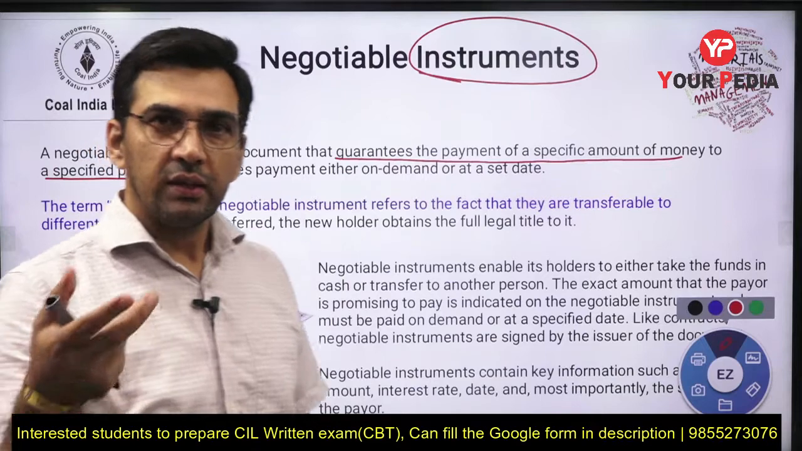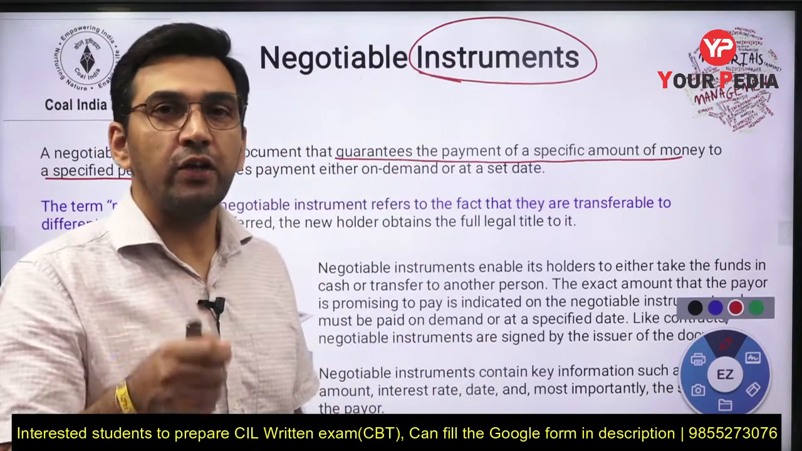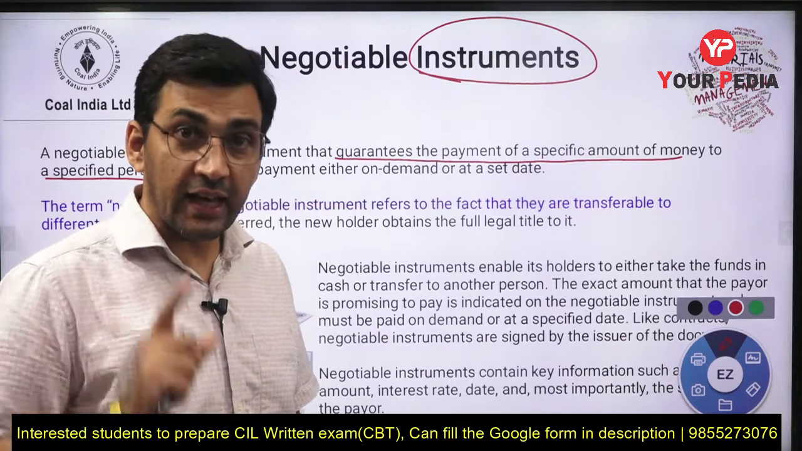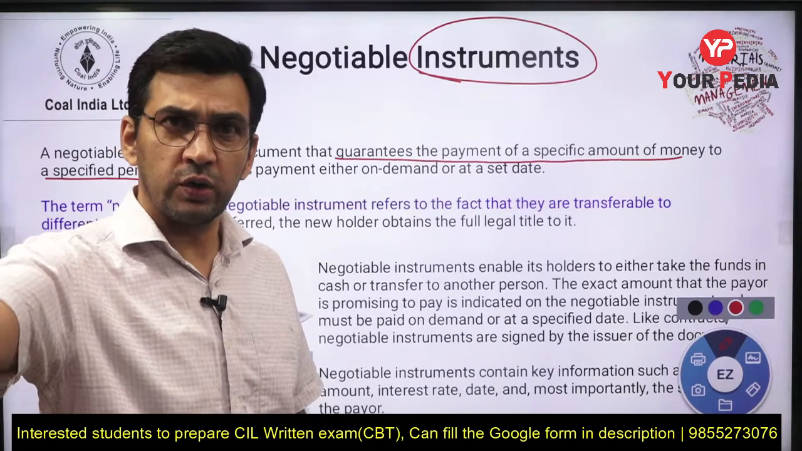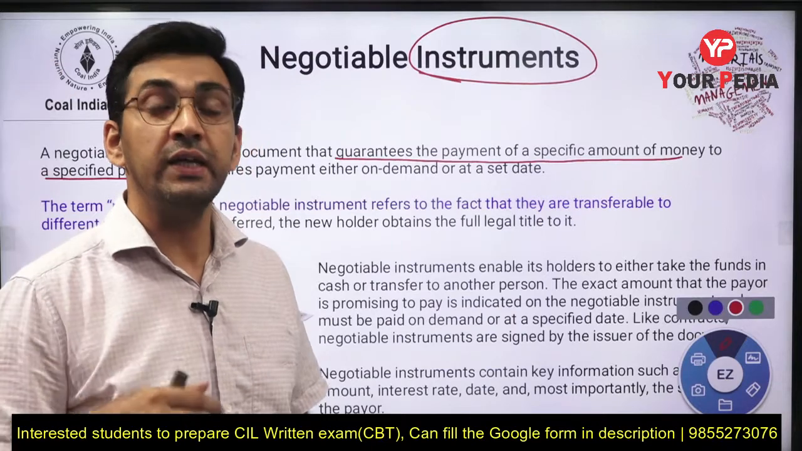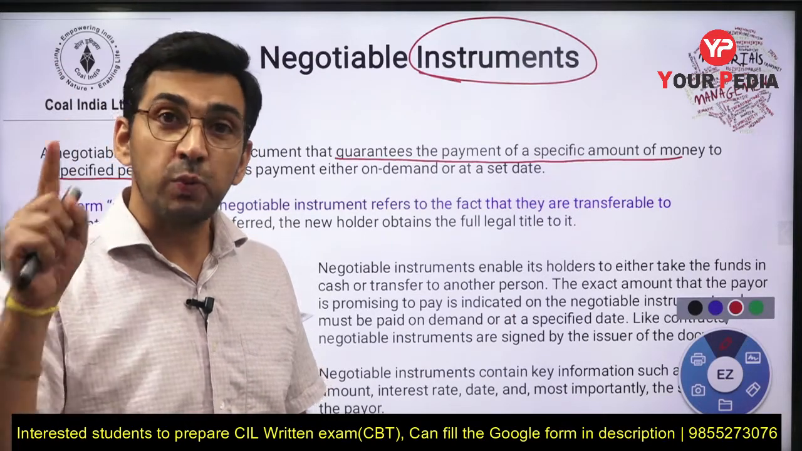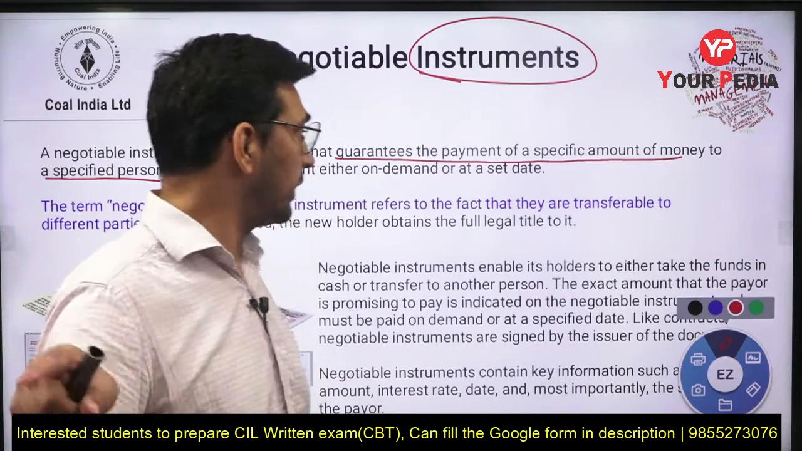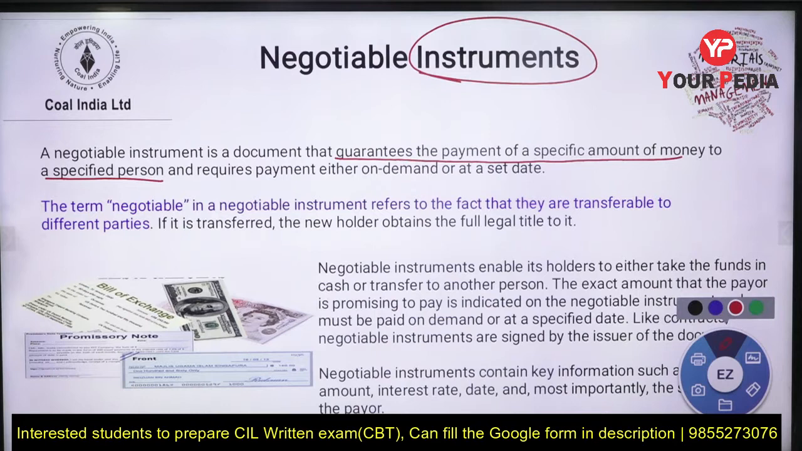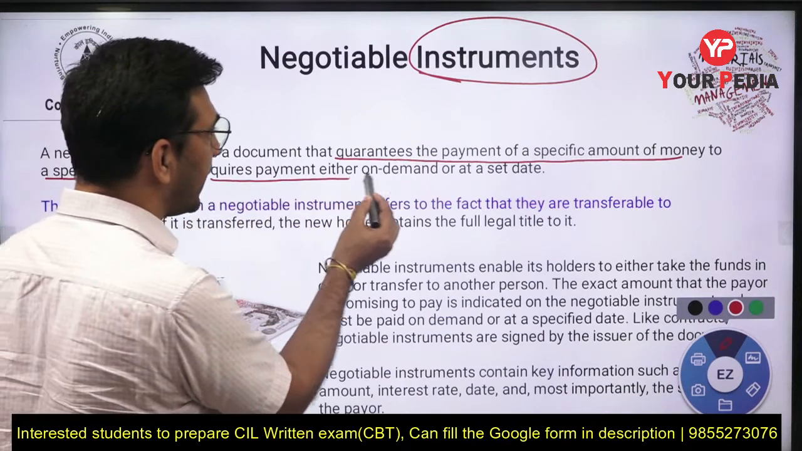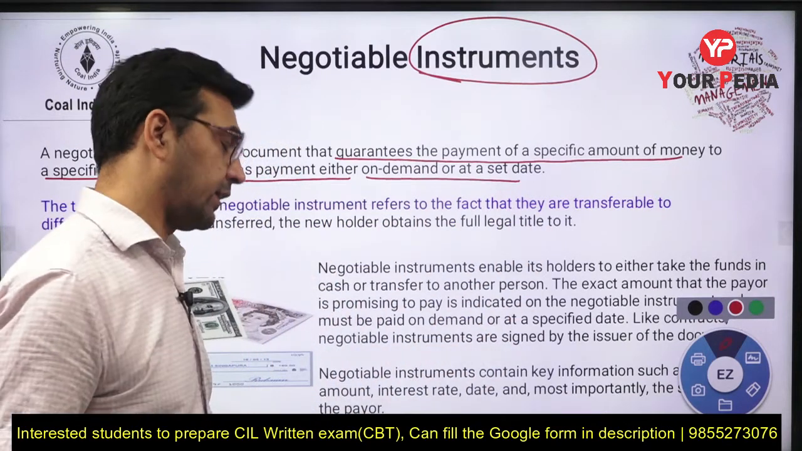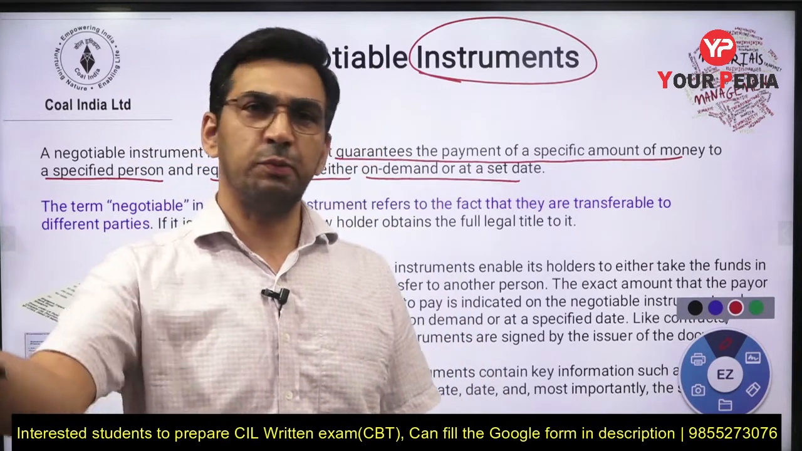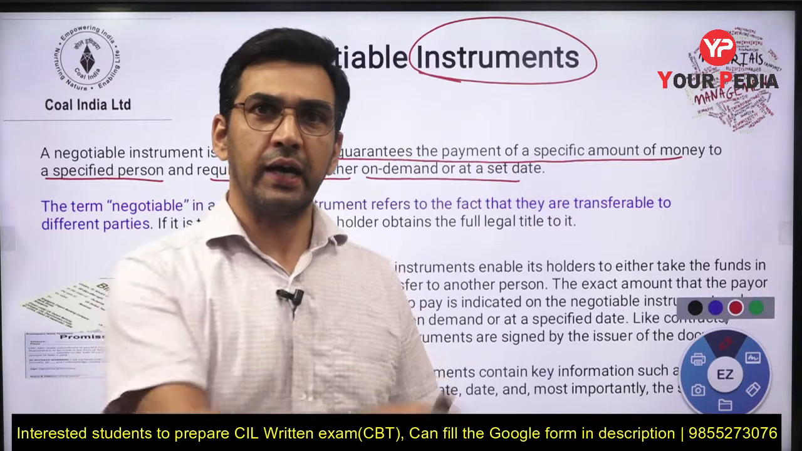As I told you, a check is also a kind of negotiable document. If I give a check to someone, it is guaranteeing payment. Once I have handed over the check to some person and he goes to the bank, it is guaranteeing that his payment will be made. I am guaranteeing to make the payment to that particular person, and it requires payment either on demand or at a set date. On demand means, if I have given the check, that person can go to the bank anytime and ask for the payment.